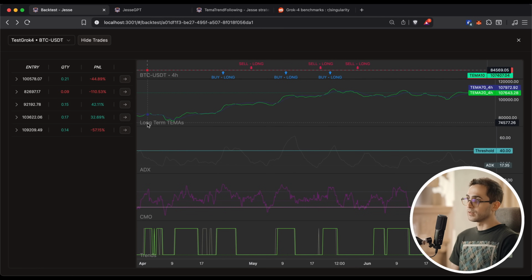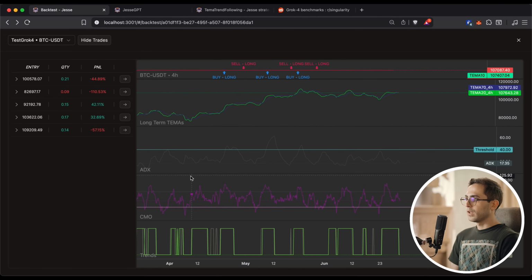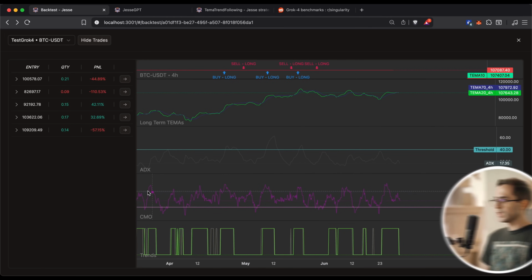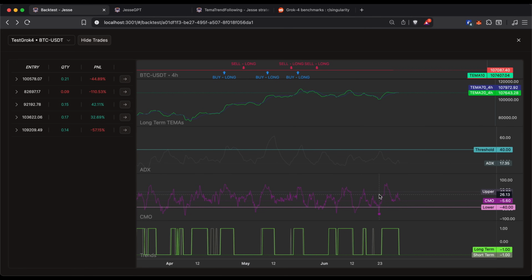So for the long-term TEMA, it looks perfectly fine. The ADX is also fine. It's an oscillator between 0 and 100. The CMO also looks perfectly fine. It also defined the thresholds for upper and lower at 40 and minus 40. It also did a fine job for the trend.